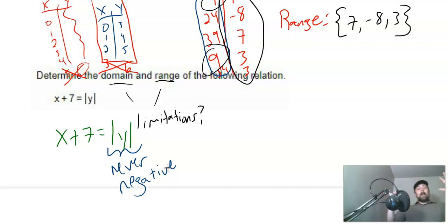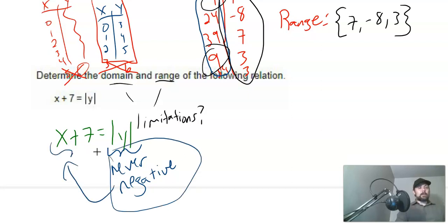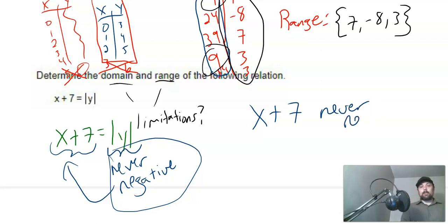Okay, so absolute value, the output from that, so once we take the absolute value of a number, it will never be negative. If the right-hand side of the equation is never negative, that means the left-hand side of the equation can never be negative either, right? Because these have to be equal. They have to match each other. So if the right-hand side can never be negative, then I can't let the left-hand side ever be negative either. And so x plus 7 is never negative in this equation. It cannot be allowed to be negative.